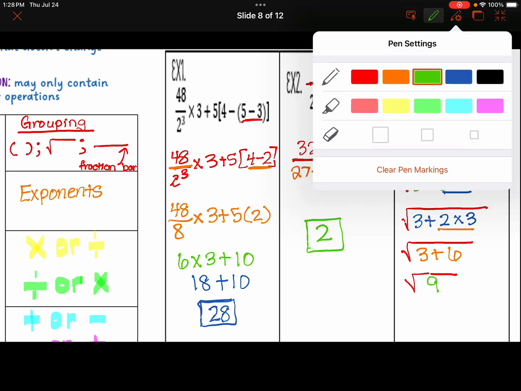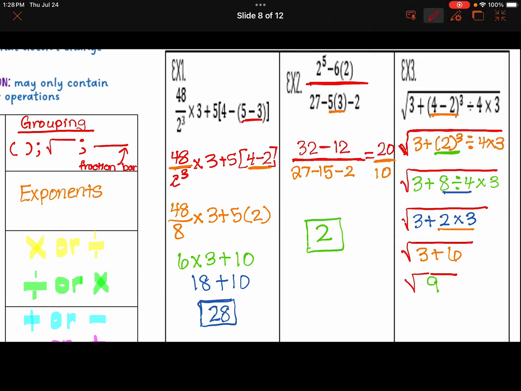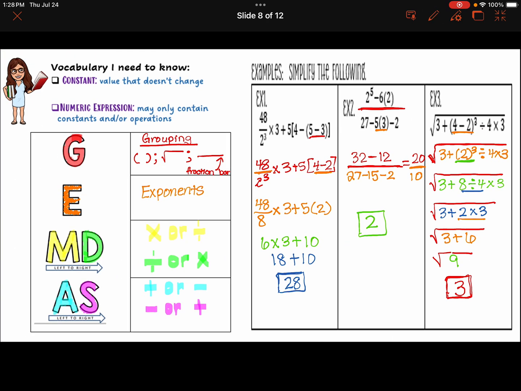And now I can finally come back and worry about the square root symbol. And the square root of 9 is 3. And so right there, that is what it simplified to. So these are all problems that you should be fairly familiar with.